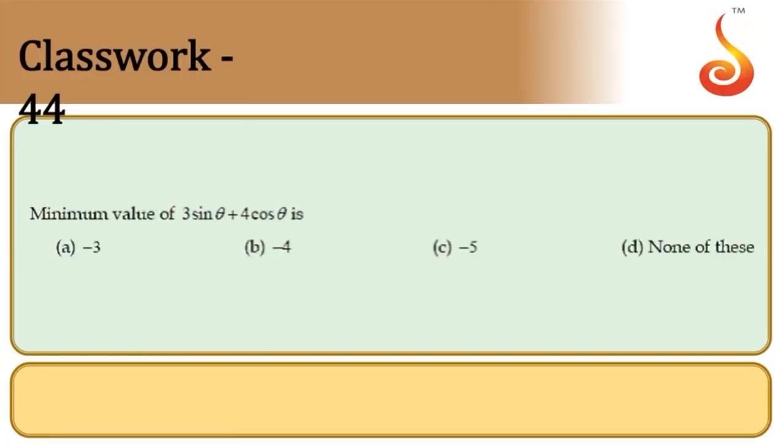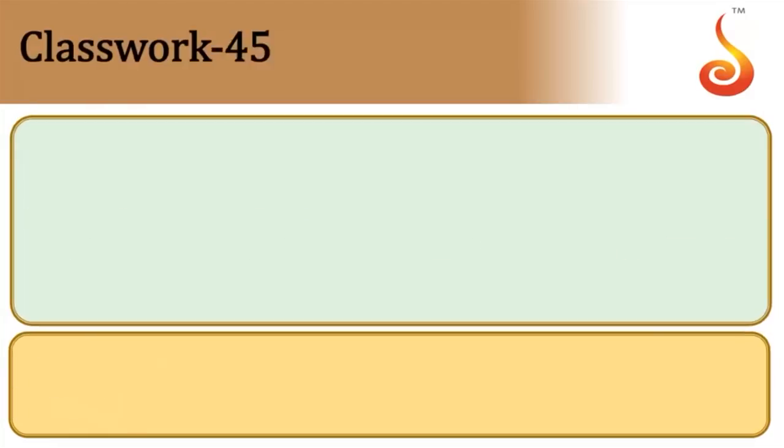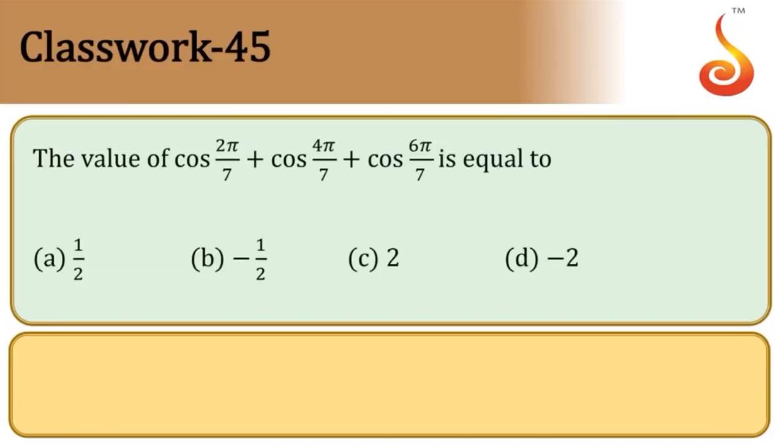Let me take up now the next one. The minimum value we had seen already: 3 sin theta plus 4 cos theta value lies between plus 5 and minus 5. So the minimum value happens to be minus 5, which is the answer for this one.